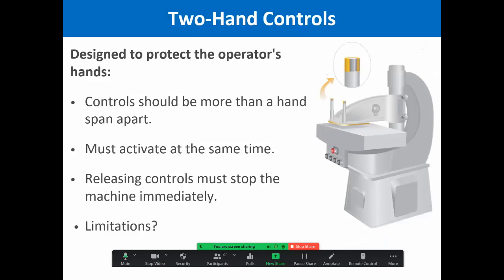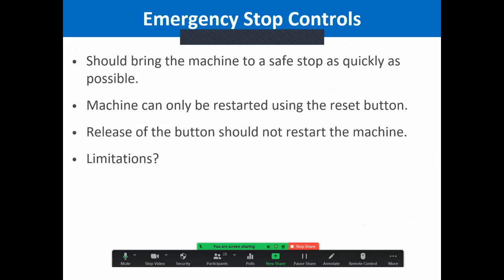Two-hand controls, again, a very, very important one. I love to use it as well. Two-hand controls operate only when both parts of the control are being used. You won't be able to operate the machine using one hand. This is a very, very good and very useful guard to have. The controls should be more than a hand span apart, must activate at the same time, and releasing the controls should stop the machine immediately.